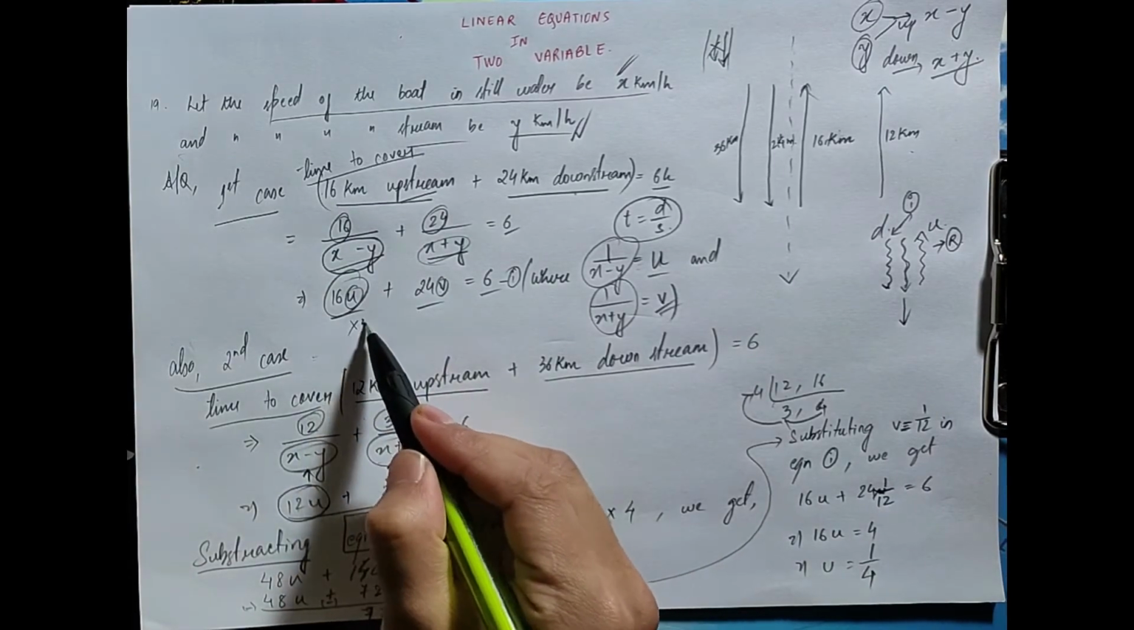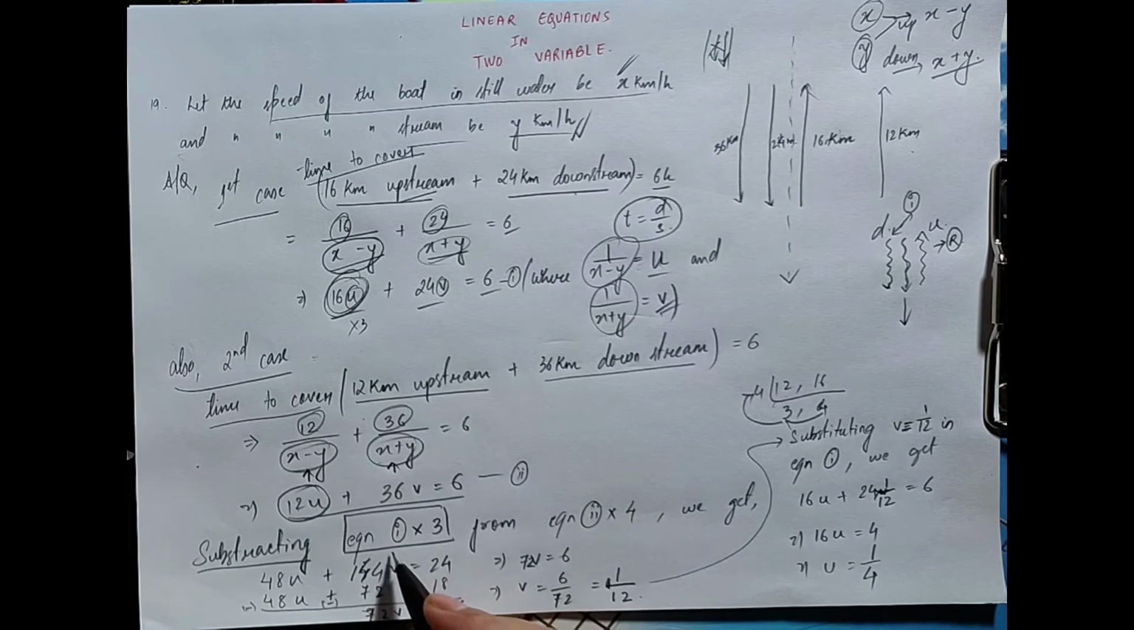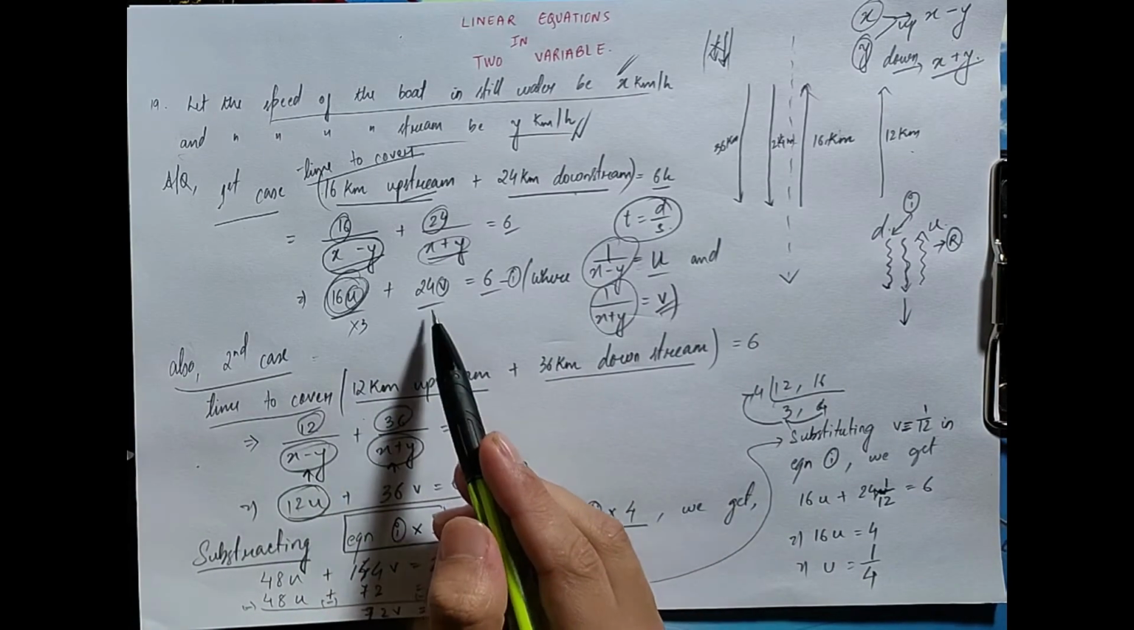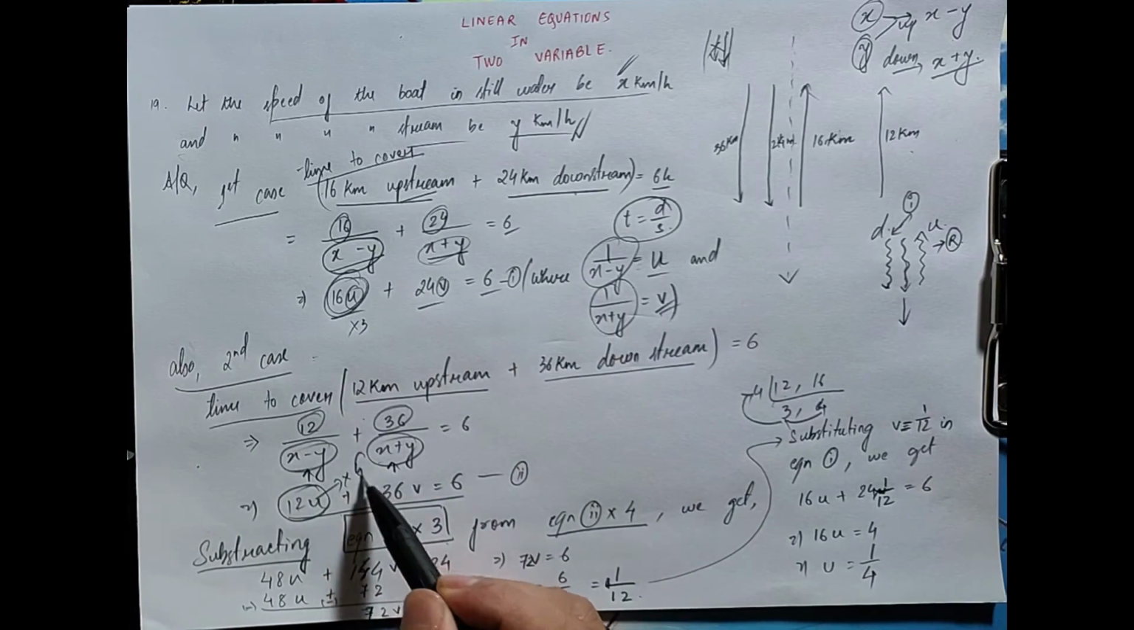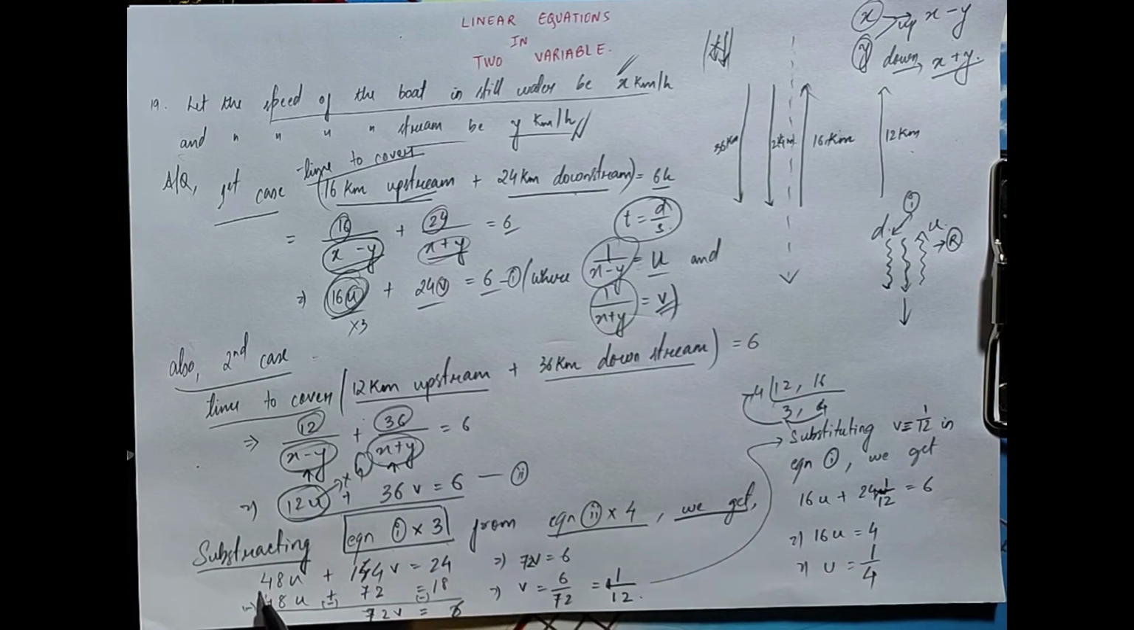If you multiply this by 3, then this becomes 48. So equation 1 multiplied by 3 from equation 2 multiplied by 4. This equation will be multiplied by 4 because 12 4s are 48. So if you multiply equation 1 by 3, this is what you get. If you multiply equation 2 by 4, this is what you get.